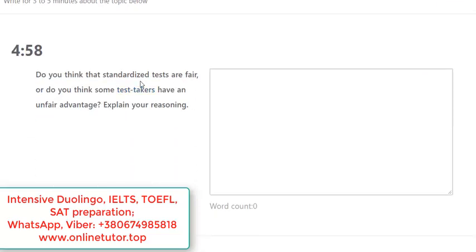Do you think that standardized tests are fair, or do you think some test takers have an unfair advantage? Explain your reasoning. For me, to write it more easily, I will favor something positive. So I think that standardized tests are fair, and that's all. I don't want to speculate about something negative. So I am truly convinced that all tests are fair and standardized tests are not an exception.